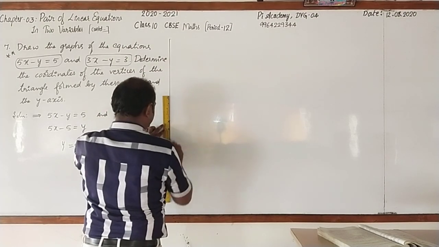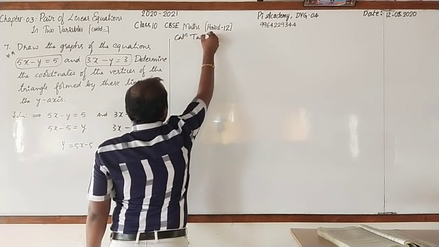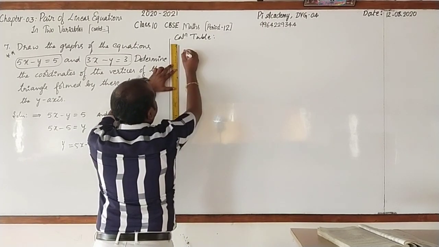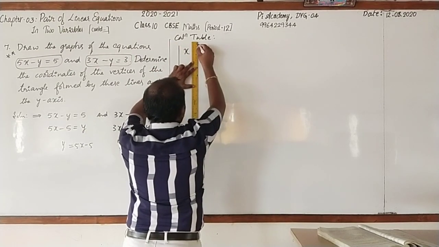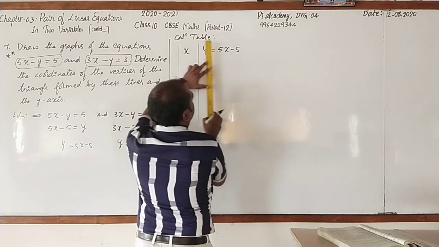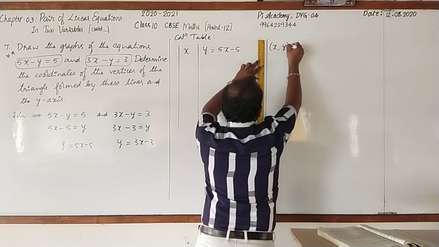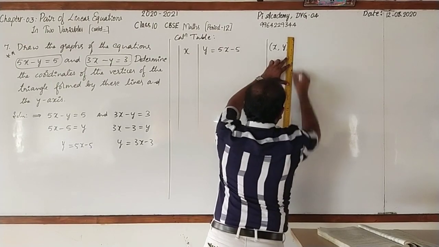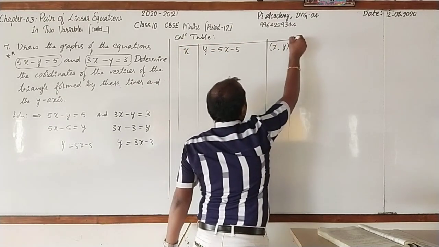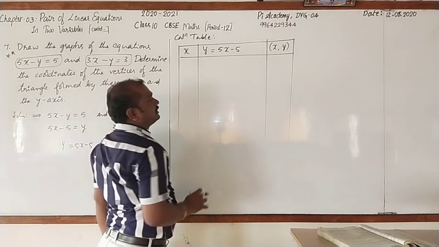Hence, let us draw the table. Right. Calculation table. First column is for x. And the second column is for y, that is, y is equal to 5x minus 5. Then the third one is the coordinate points x comma y. Hope that you have drawn it like this. Next, draw the horizontal line with scale and pencil. Next, substitute the values for x.